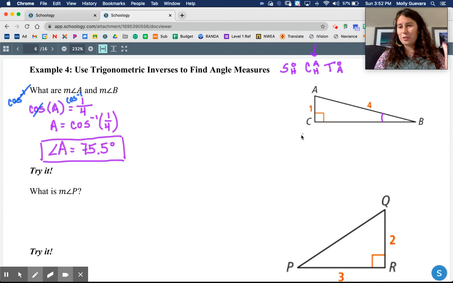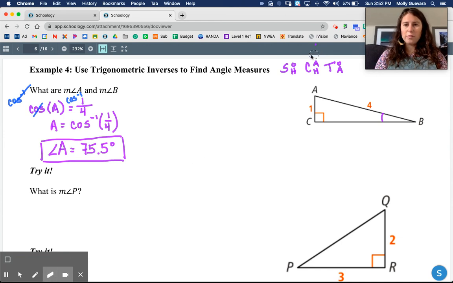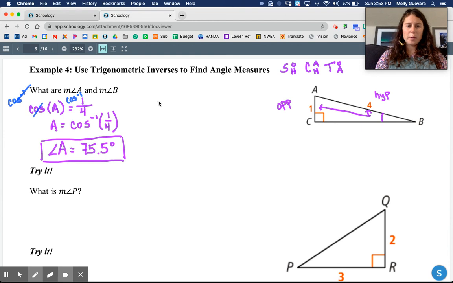Because I want to show you the inverse trig function again, we're just going to do this process again. So for B, I need to look. 1 is opposite of B now, and the 4 is still the hypotenuse. So now I'm going to be using sine, because sine is opposite over hypotenuse. So sine of B is equal to 1/4, opposite over hypotenuse. And then I'll just do the same thing.